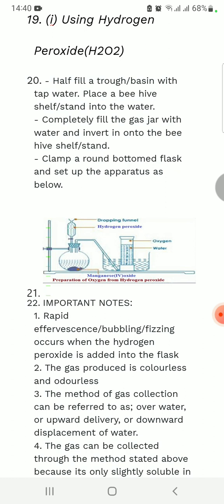So fill the basin with water halfway. What is below the basin is a beehive or a stand. Then you fill the gas jar with water and invert it onto the beehive or shelf stand. Clamp the round bottom flask and set the apparatus below.